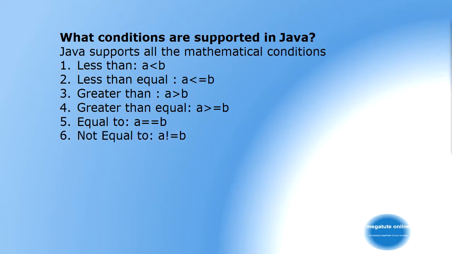So the next one is not equal to, where the exclamation sign represents not equal to, and where we check whether the first operand is not equal to the second operand. All right. Now let's take the if statement example.